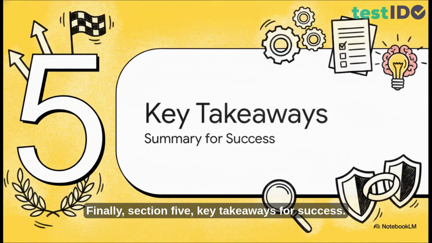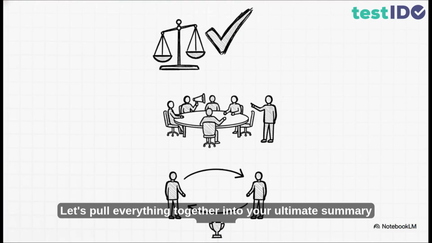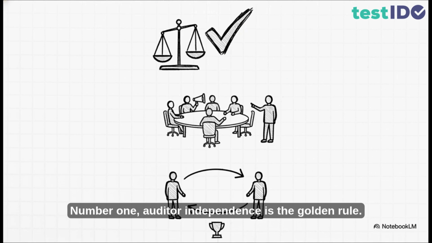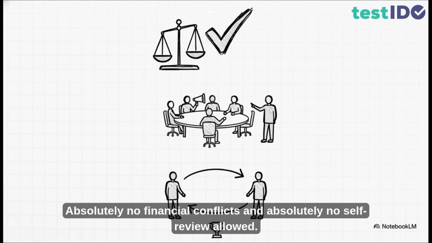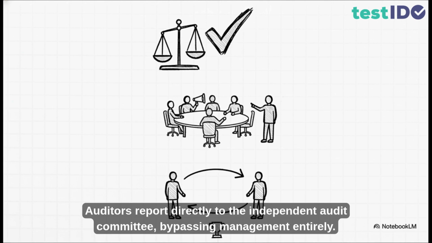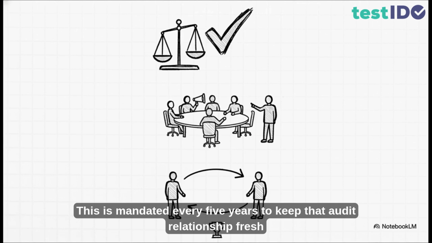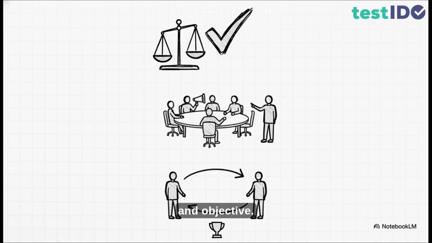Finally, Section 5. Key takeaways for success. Fantastic work walking through that logic with me. Let's pull everything together into your ultimate summary guide. Number 1, auditor independence is the golden rule. Absolutely no financial conflicts and absolutely no self-review allowed. Number 2, the SOX power dynamics rule. Auditors report directly to the independent audit committee, bypassing management entirely. And number 3, the partner rotation rule. This is mandated every 5 years to keep that audit relationship fresh and objective.